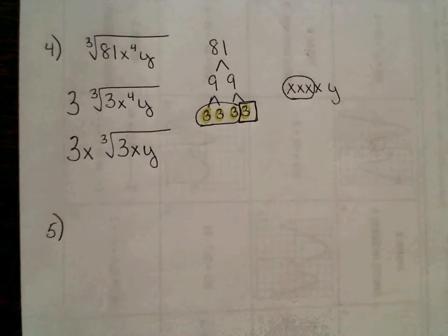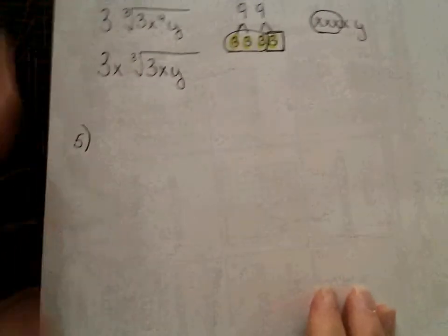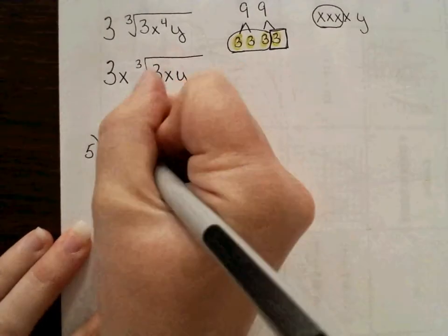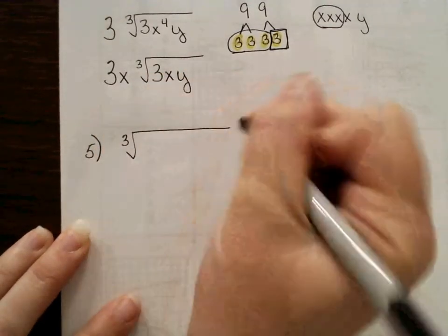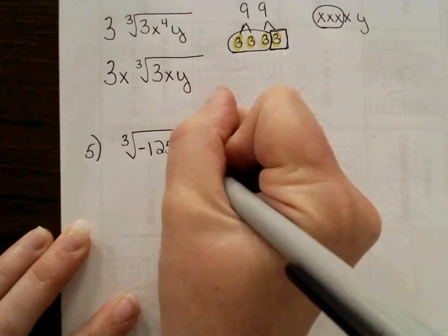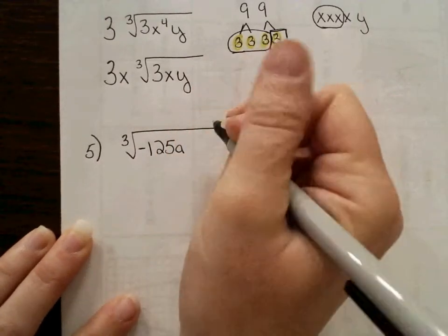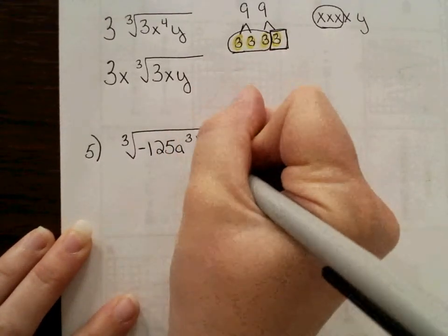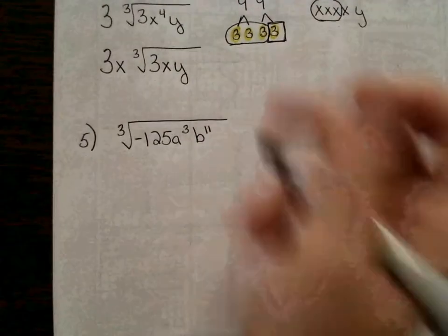Does the variable part seem okay so far? Okay. The cube root of negative 125, a to the 3rd, b to the 11th.